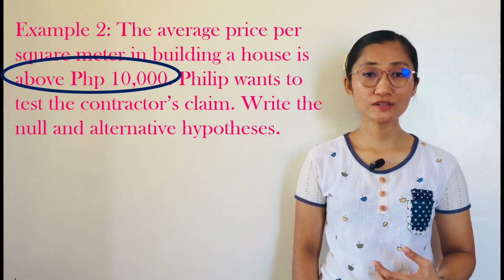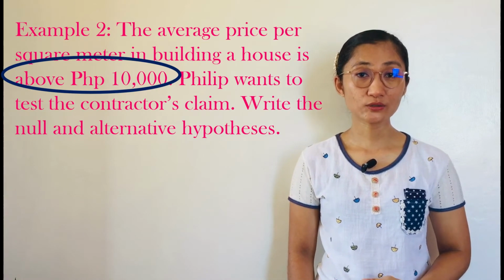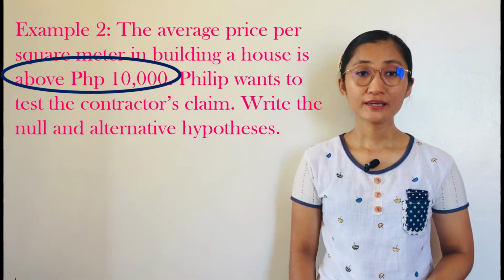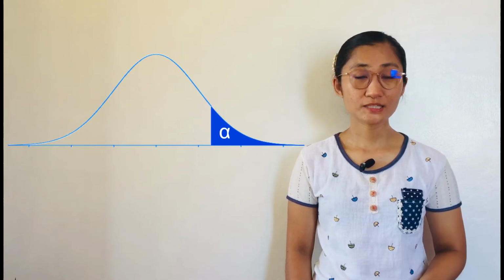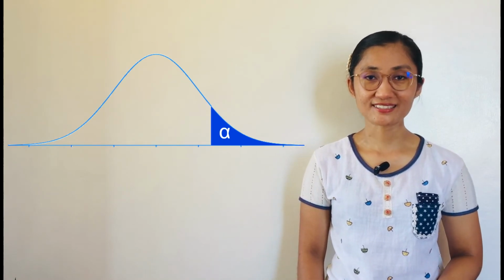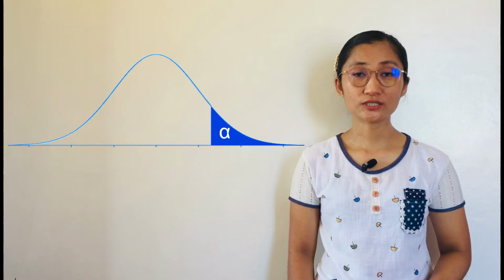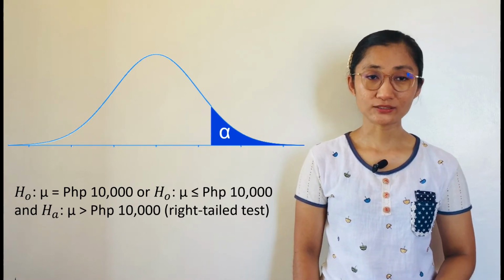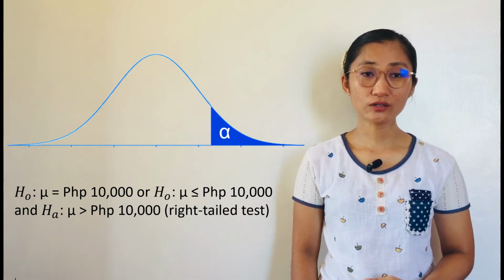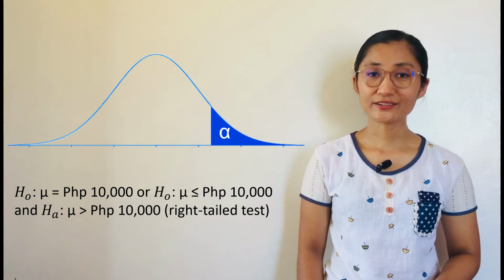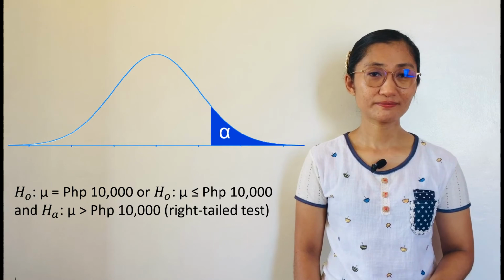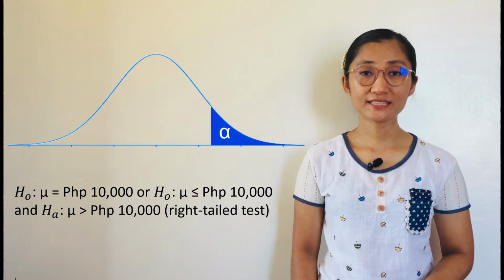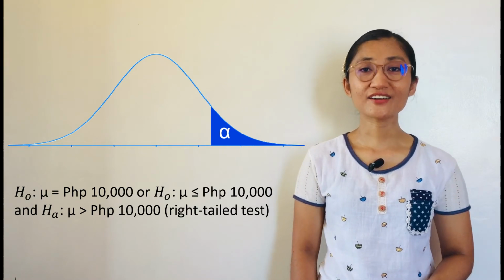Example 2 used the phrase above 10,000 pesos, and that is associated with the greater than symbol. Hence, it is a one-tailed test. Specifically, it's a right-tailed test. That is, in notations, H sub 0 colon mu equals 10,000 pesos or H sub 0 colon mu is less than or equal to 10,000 pesos. And H sub A colon mu is greater than 10,000 pesos. And this is a right-tailed test.